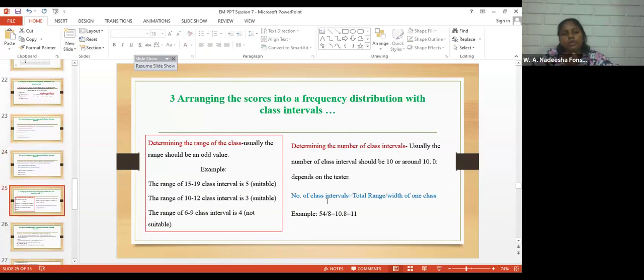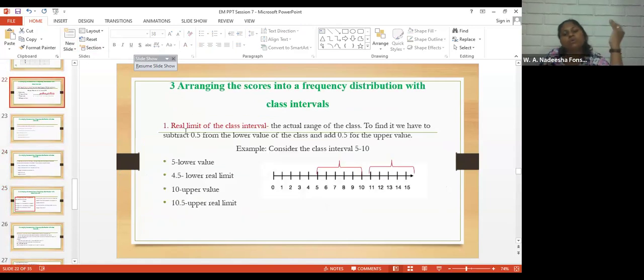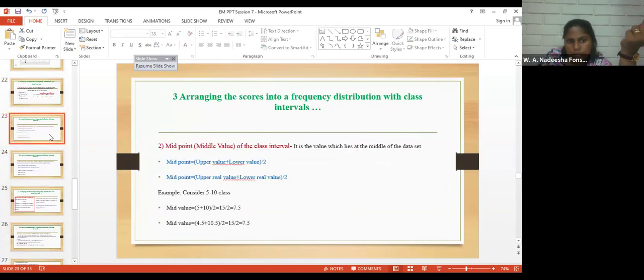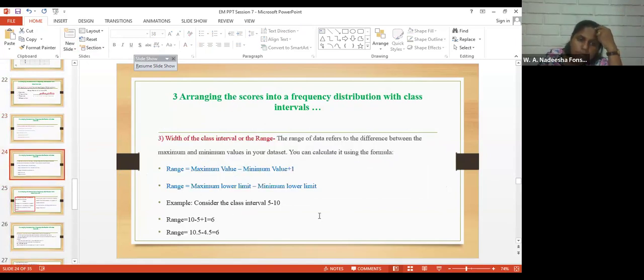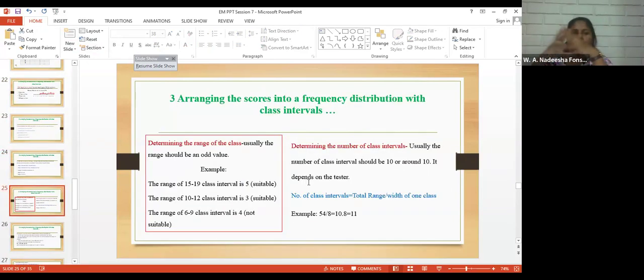Not only that, as a revision, first we have to find the real limit. Then we have to find the midpoint by adding and dividing by 2. Then we have to find the range of the interval. Now determine the range of the class. We have to determine the range of the class.